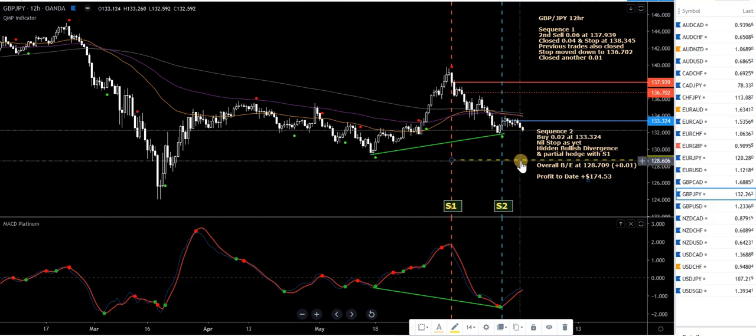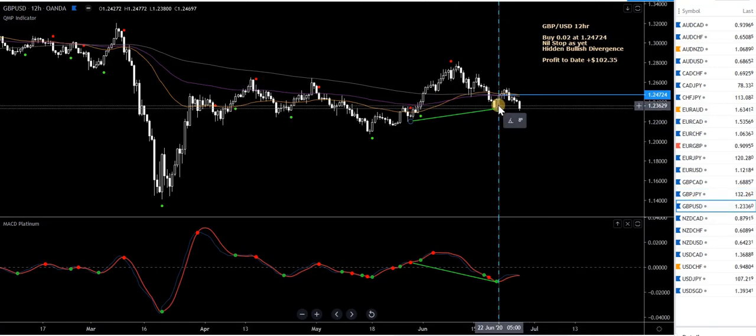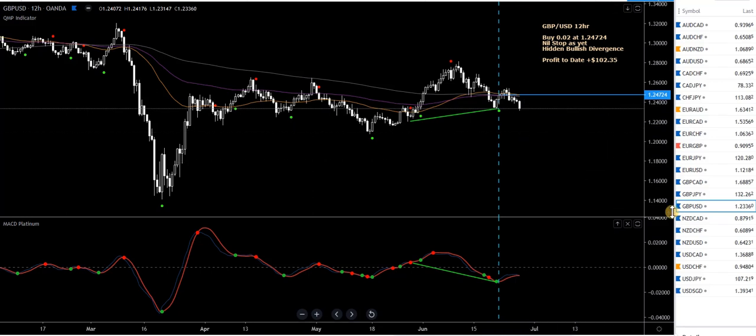As long as price remains above the yellow line, I can close all the trades and be profitable. Pound USD, another one, buy, just going against me. Very common theme here, isn't there?